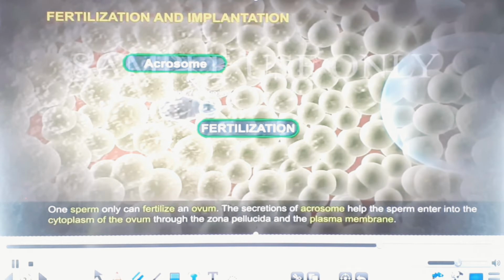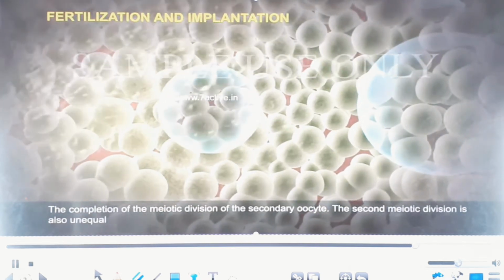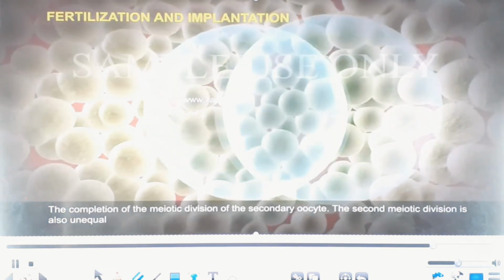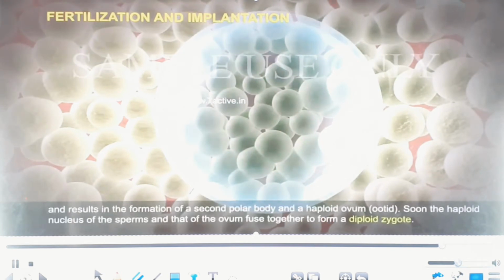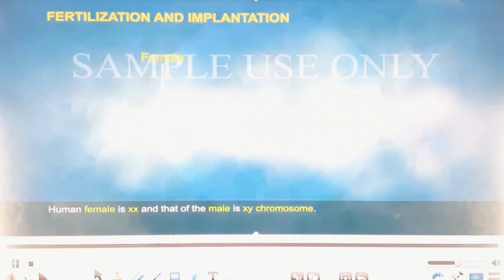The secretion of the acrosome helps the sperm enter into the cytoplasm of the ovum through the zona pellucida and the plasma membrane. The completion of the meiotic division of the secondary oocyte, the second meiotic division, is also unequal and results in the formation of a second polar body and a haploid ovum. Soon the haploid nucleus of the sperm and that of the ovum fuse together to form a diploid zygote.